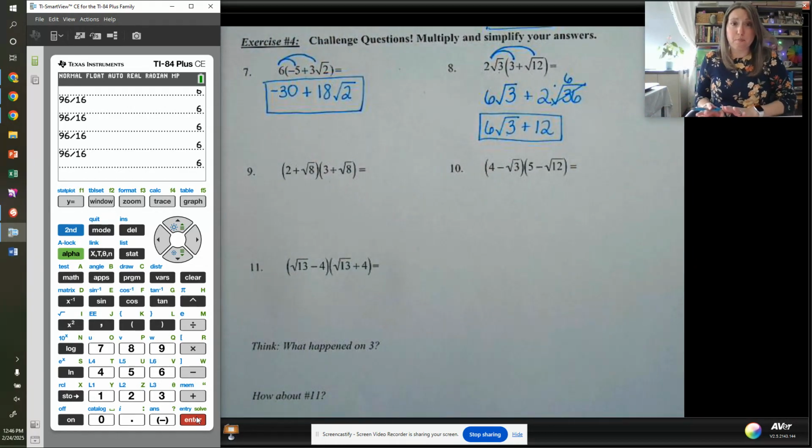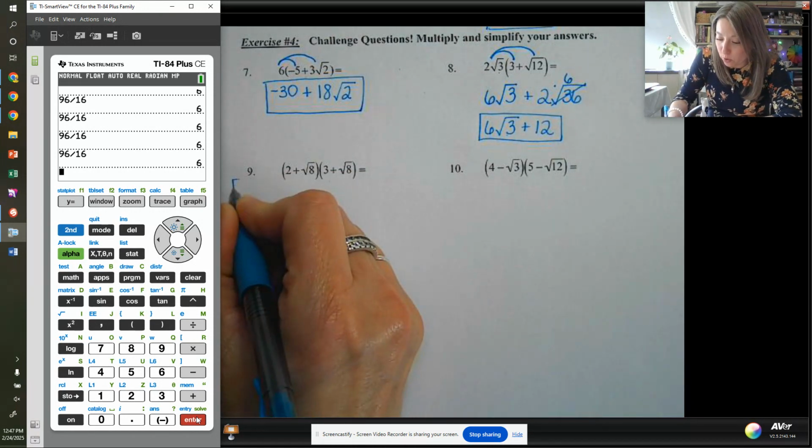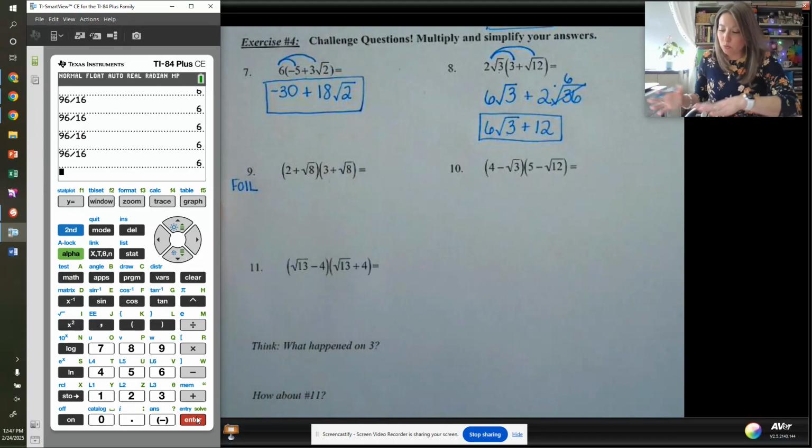Now, these are really cool. Binomial times binomial. This is a FOIL. I'm only going to do one of these for now, and I'm going to show you another one in the graphing calculator. There'll be a reason.